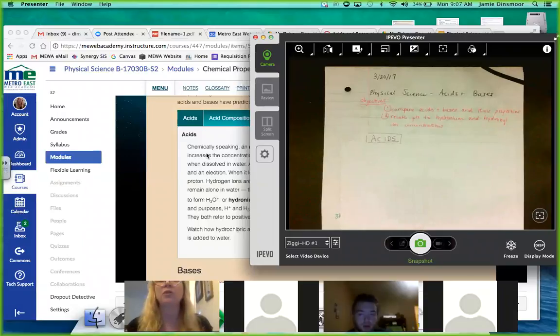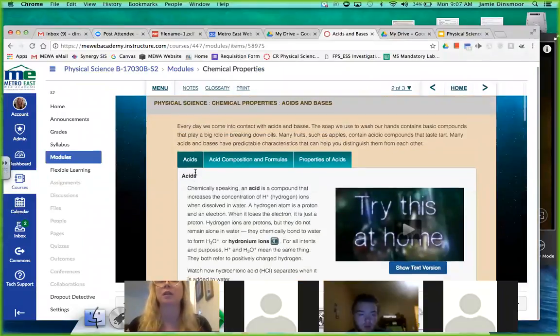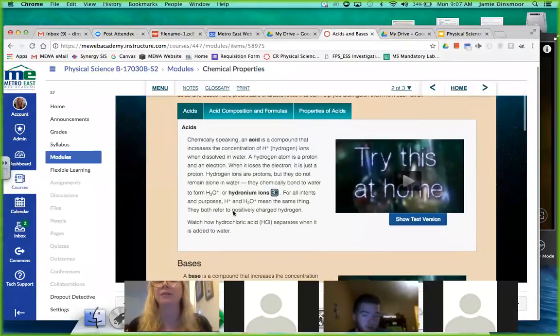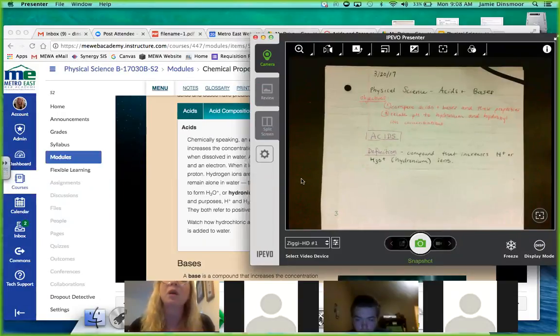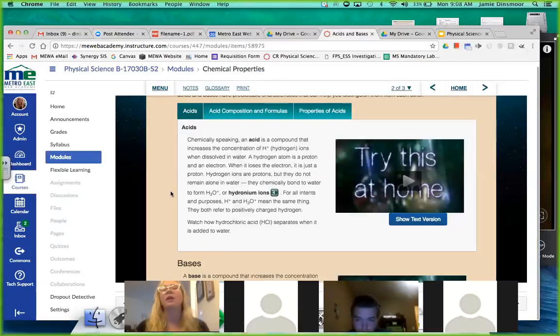So the first part of this lesson is about acids. And they have 3 things. They have just a general definition of acids, they have its composition and formula, and then properties of acids. So that's how I divided up my notes here. I started off with the definition.